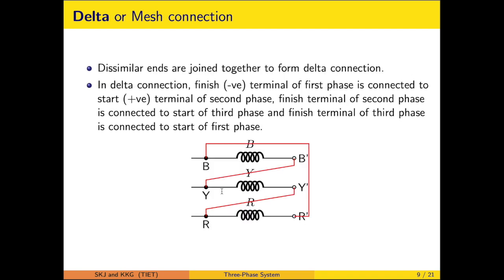The delta is where the dissimilar polarity terminals are connected. In this, a cyclic arrangement is worked out. So R is connected to Y dash, Y is connected to B dash, and similarly B is connected to R dash. That gives a formulation like a mesh.